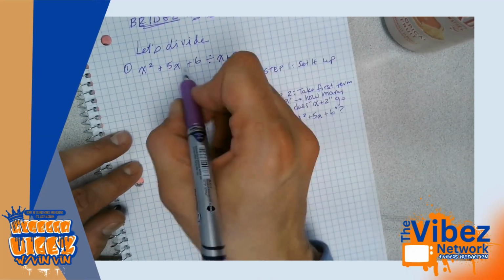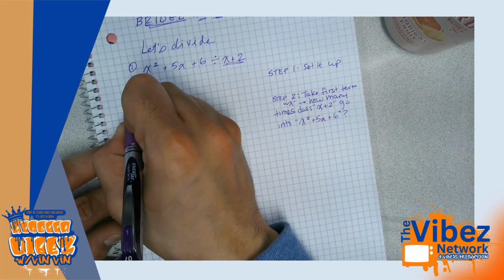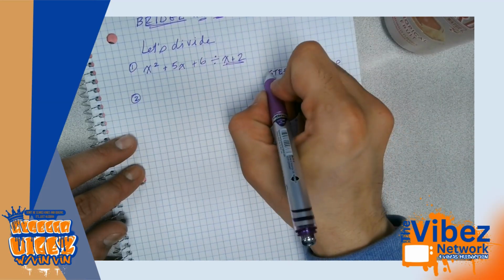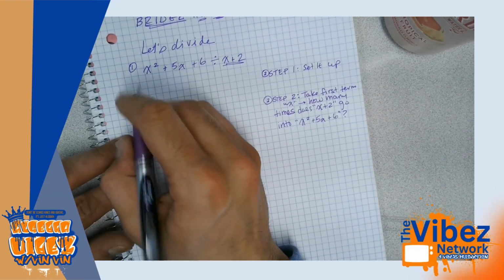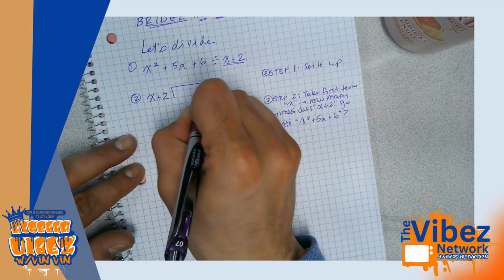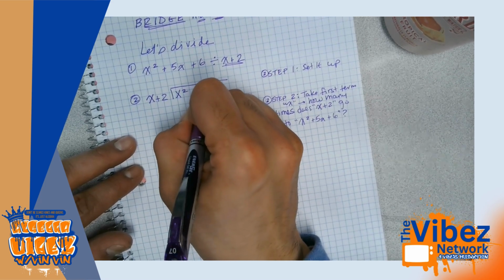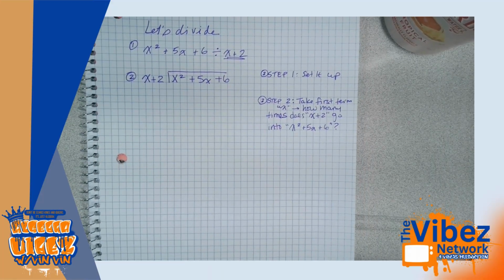So to set it up, we're going to take our x plus 2 and put it on the outside. So that's going to be our divisor. So our second step, rather, because we did our first one, a second one. So this is actually our second number we're going to associate with. All right. So we're going to do x plus 2 divided by, so put it in the dividing bar, divisor bar, whatever you want to say it, x squared plus 5x plus 6. All right. So we have that set up.